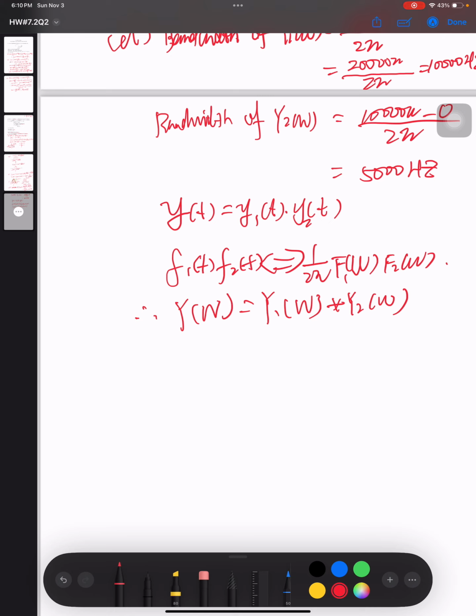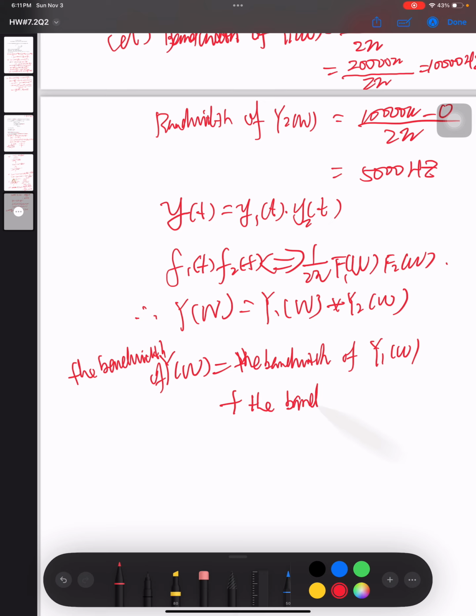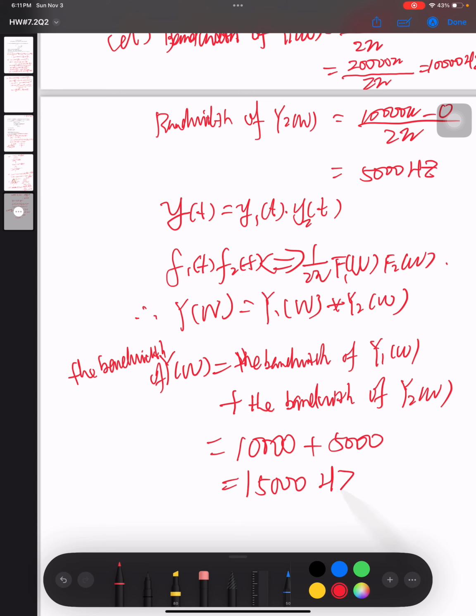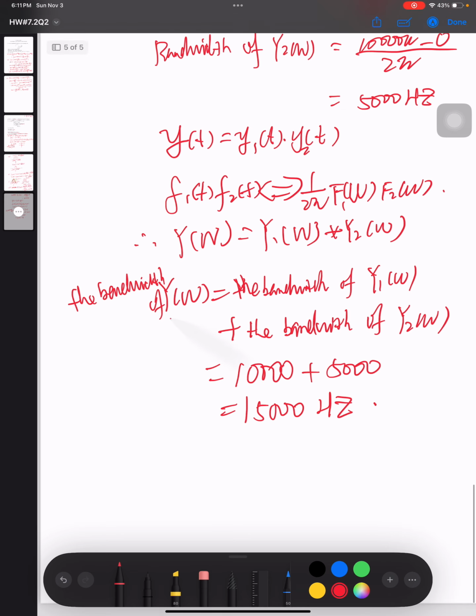So the bandwidth of y should be the bandwidth of y1 omega plus the bandwidth of y2 omega, which means we just add them together. 10,000 plus 5,000, so it's 15,000 hertz, which is the bandwidth of y omega.